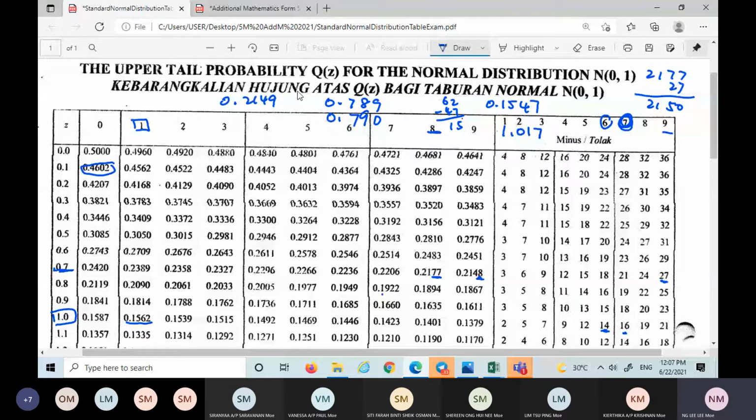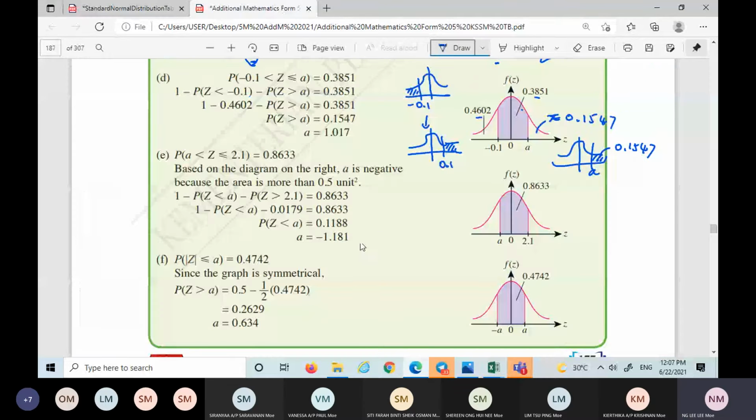1.017. Okay, let us see the answer. 1.017. Okay, bingo. Correct. Yeah. I hope you are so far okay, it gets more and more difficult.